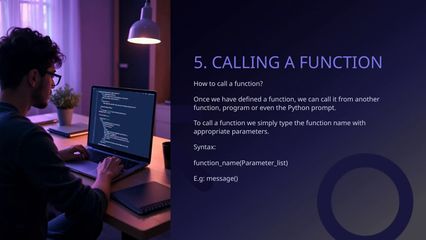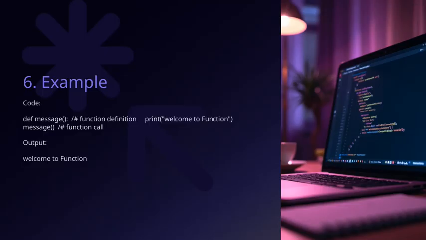For example, if you have a function called message, you'd simply write message to execute it. Remember, this is how you tell Python to run the code inside that function. It's a simple yet powerful way to organize and reuse your code effectively. This step is crucial because it connects your function definitions to actual program flow, making your code modular and easier to manage. Now let's look at a simple example to see how functions work in practice.